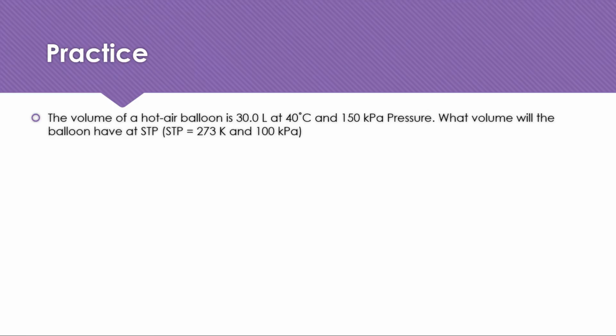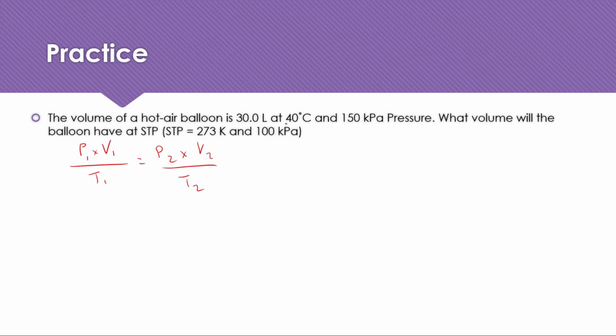So this problem says the volume of a hot air balloon is 30 liters at 40 degrees Celsius and 150 kilopascals of pressure. What volume will the balloon have at STP, where STP is 273 Kelvin and 100 kilopascals? So first things first, we want to write out our formula. We've got P1 times V1 over T1 equals P2 times V2 over T2.